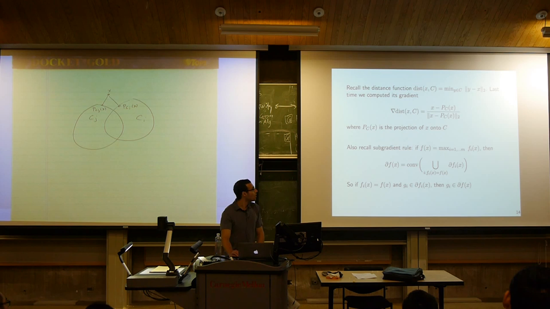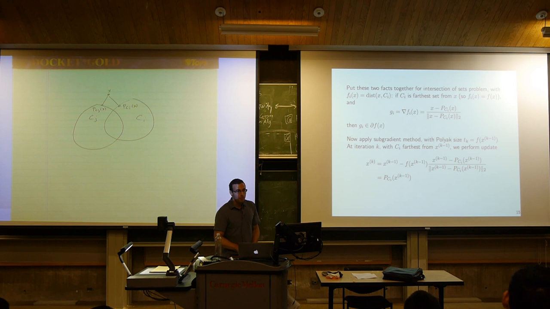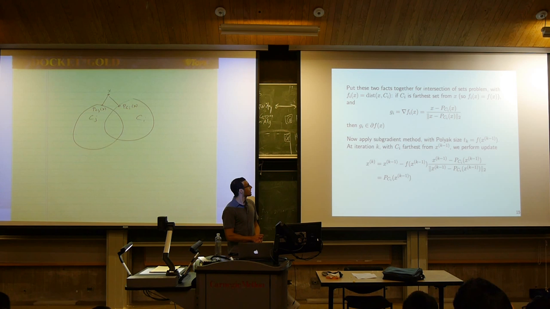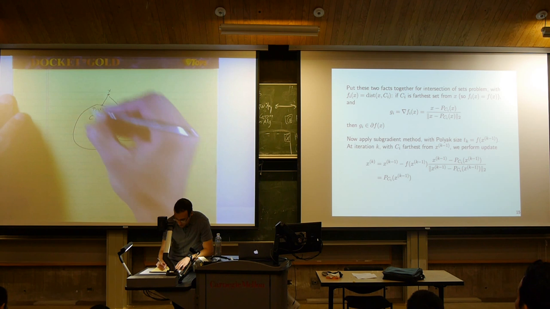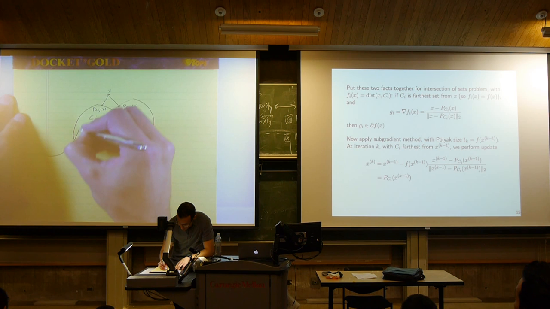So let's put these two facts together for our current problem, the intersection of sets problem. By saying that f_i achieves the max at the point x, we're saying that x is farthest from the set C_i, or at least tied for the farthest. So let's draw an example. Well, not a great example because they don't have a common intersection, but still.